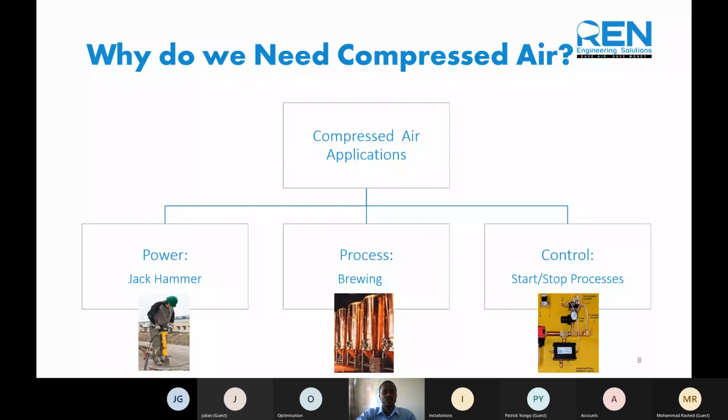The last set of applications is control applications. These include applications where compressed air is used to start, stop, trigger, or modulate processes that need to be automated. This is commonly known as instrument air and is very common in most of our factories.